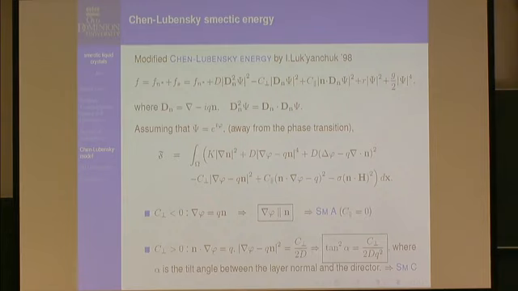And away from the phase transition, this is the free energy that we have. You can see that when C-perp is negative, so everything is positive, then of course this term wants to be 0, so that's when the grad phi is parallel to the director. That's exactly the smectic A energy.